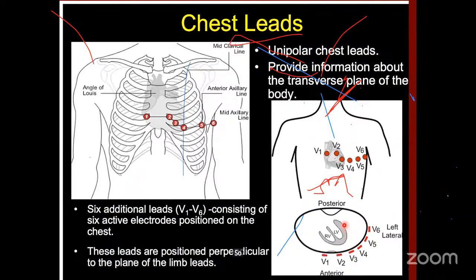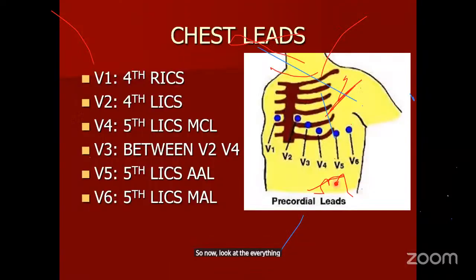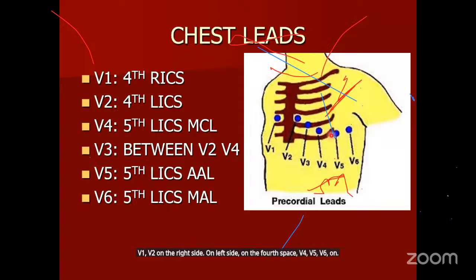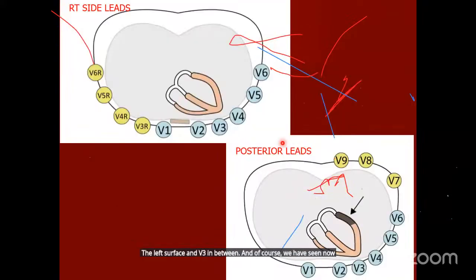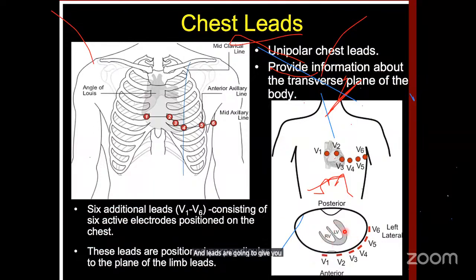Along with V5, V6, L1 and AVL, I look at the entire lateral surface. Through L2, L3, AVF, I look at the inferior surface, and through V1, I look at the right ventricle; V2, V3, V4, the anterior surface and septum; and V5, V6, the anterolateral surface of my heart. So now look at everything. This is where you have to place the chest electrodes: V1, V2 on the right and left side of the sternum in the fourth space, V4, V5, V6 on the left side, and V3 in between. And of course, we have now seen how these leads are going to give you the various surfaces of the heart.